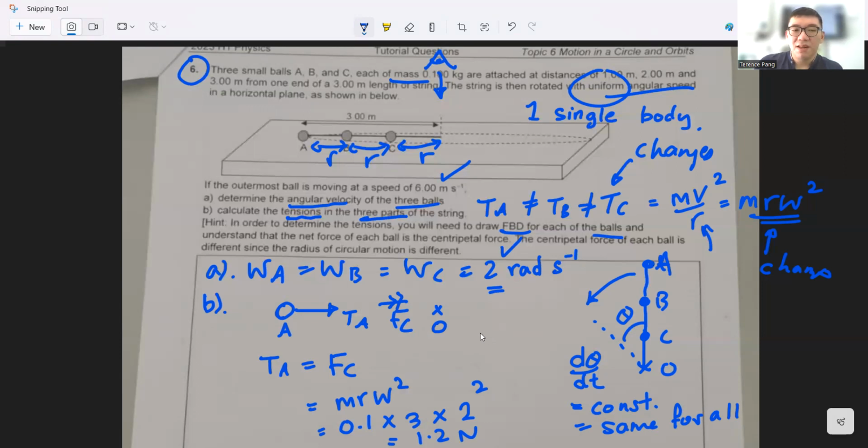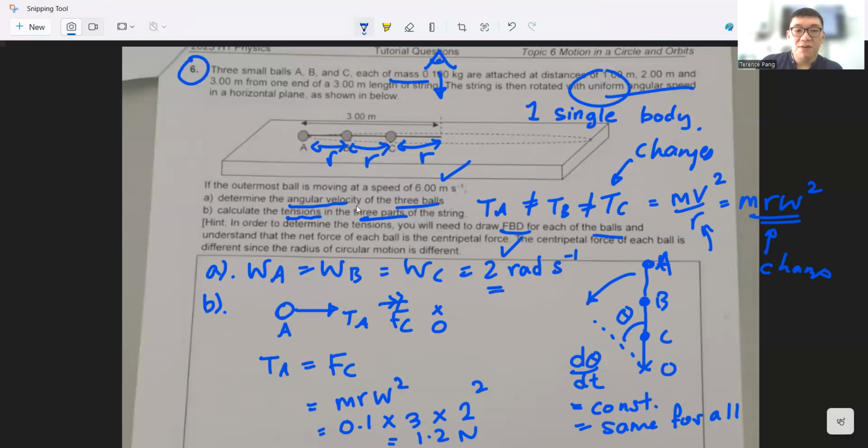Okay? So like we only have to calculate TA. We have to calculate for B and C as well. Oh, okay. Like I said, they are not equal. For the first part, for A, they are equal. So you have only one answer. For B, you have 3 different answers.